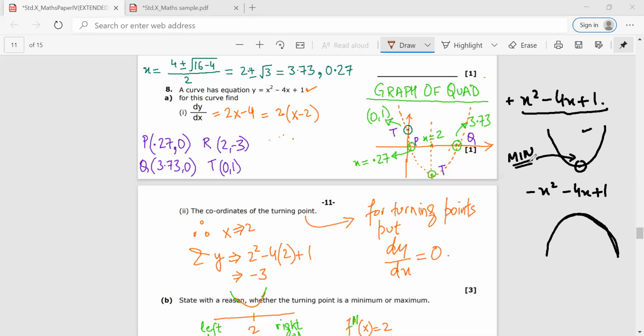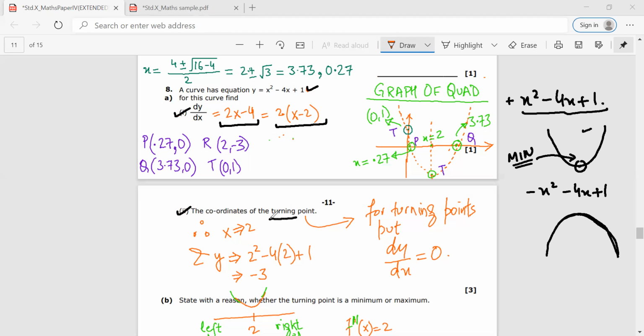So x square minus 4x plus 1 is the equation that I have. I need to find the dy by dx. Dy by dx is easy to find. I'll find 2x minus 4, and I write 2x minus 4 in this shape. I take 2 common and get 2 times x minus 2. So this is part 1 of the question.